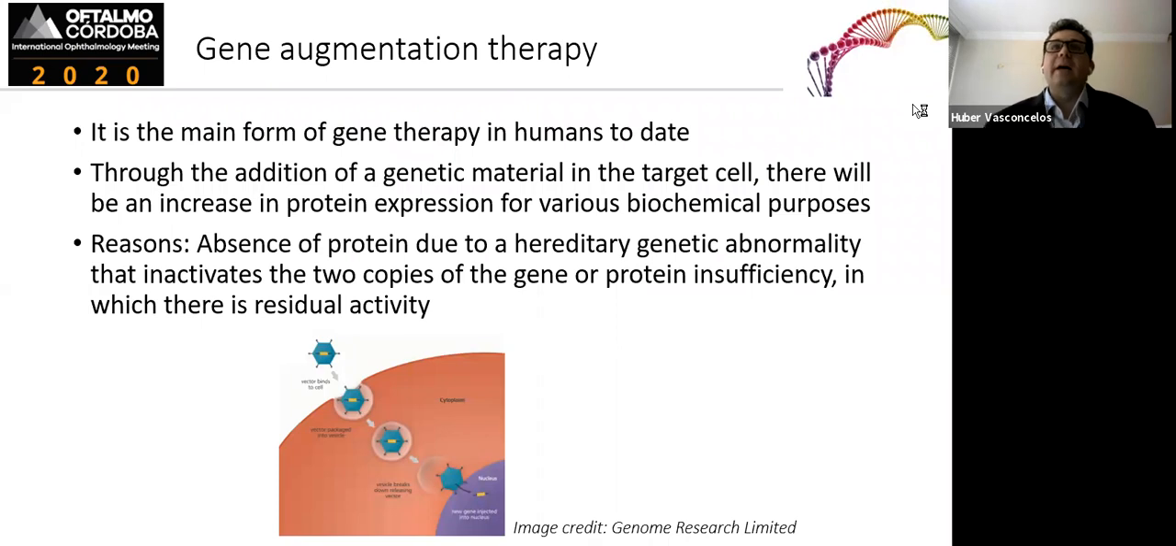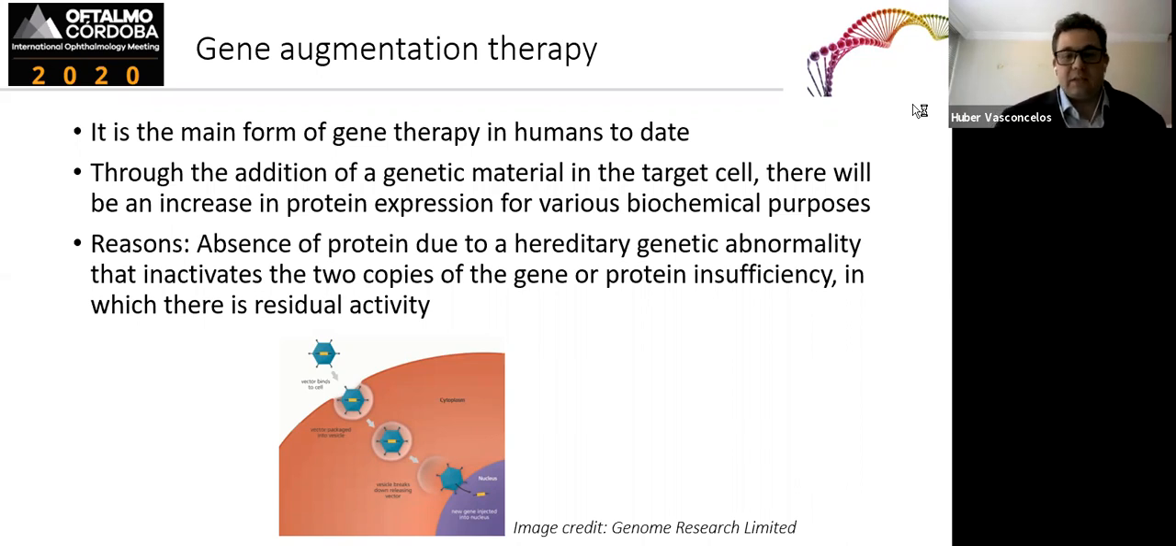To finish, gene augmentation therapy. That is the main form of gene therapy in humans to date. Through the addition of genetic material in the target cell, there will be an increase in protein expression for various biochemical purposes. So why do we use this technique?